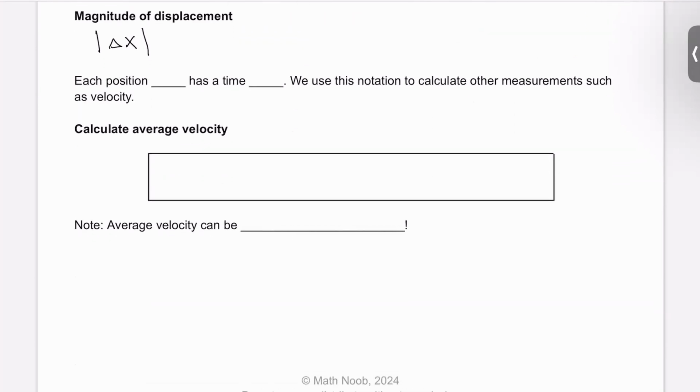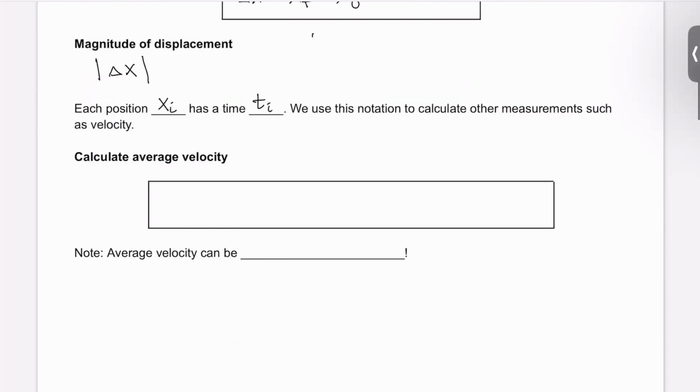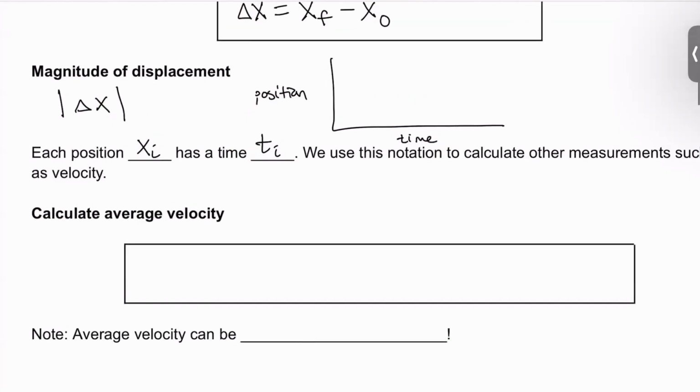And one more thing to note in physics notation is that each position xi has a time ti. So we put the little i there just as a placeholder for any numbers. So if we had a graph like this, where we had time on the x-axis and position on the y-axis, this is going to be very common. You will probably see this later on.